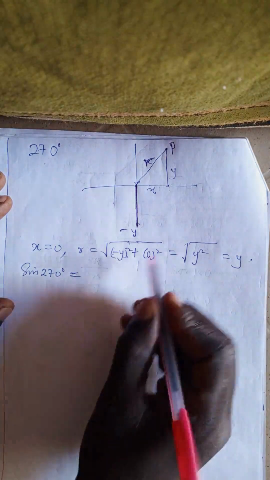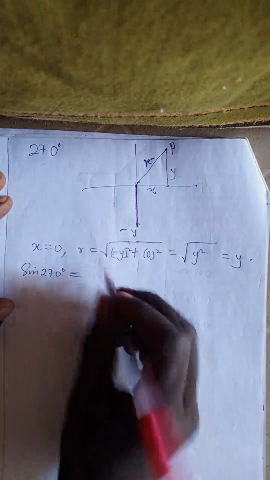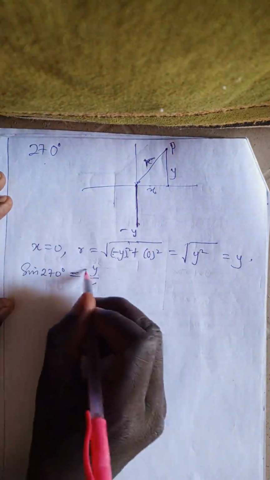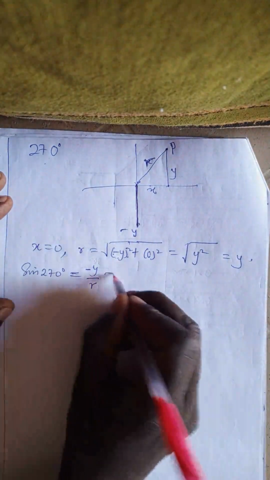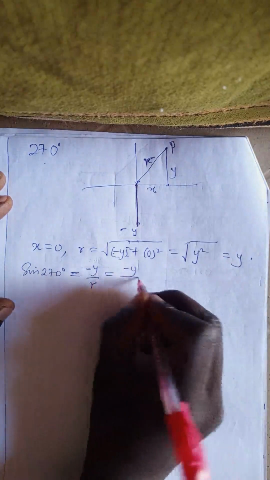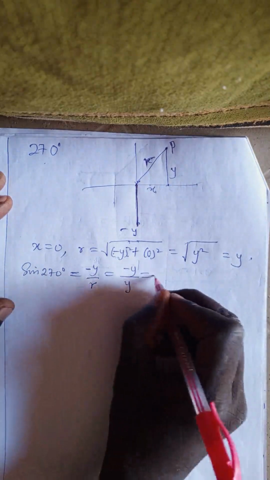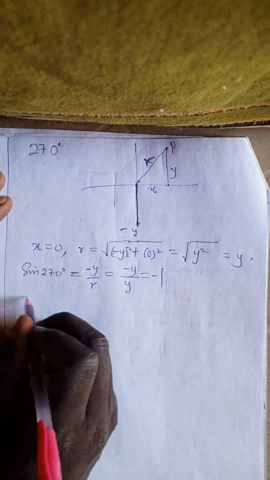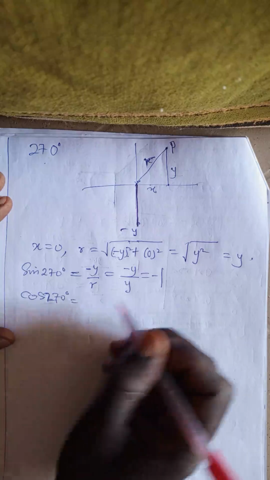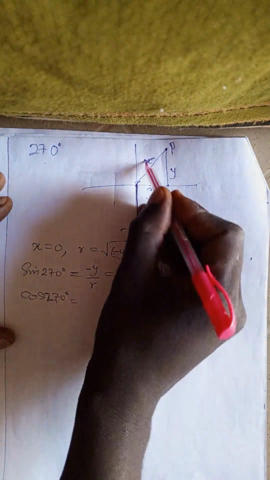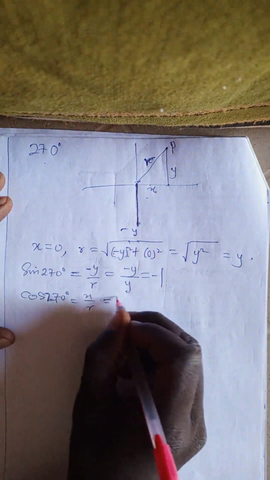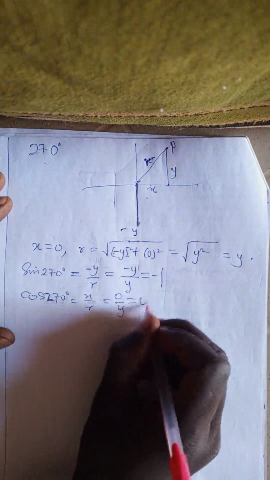Now, sine will be equal to opposite over hypotenuse. This is y over r. But the y we are talking about here is negative, so it's equal to negative y over r. But r is the same thing as y in this setting, so minus y over y, and that's equal to minus 1. Now we go to cos. Cos 270 degrees will be equal to adjacent over hypotenuse, and that's x over r. But x is equal to 0, and so 0 over y, and the answer is 0.